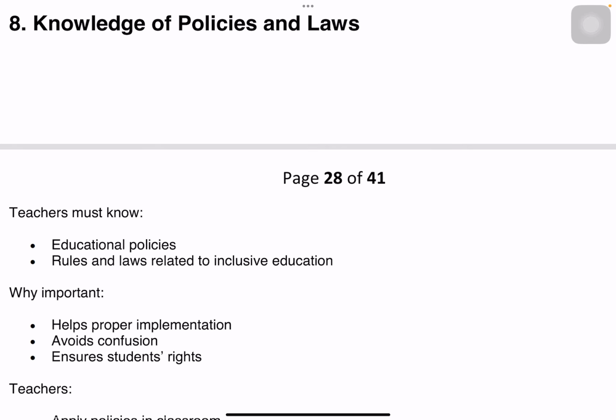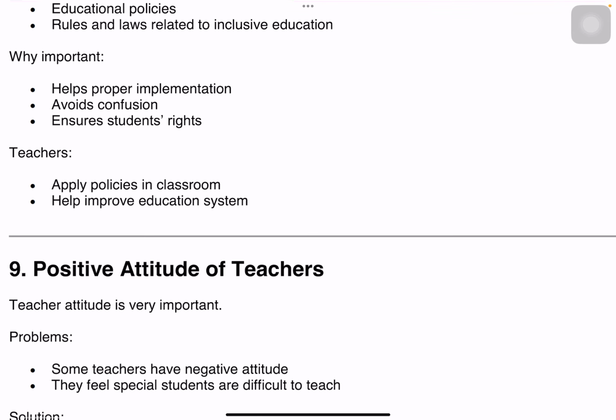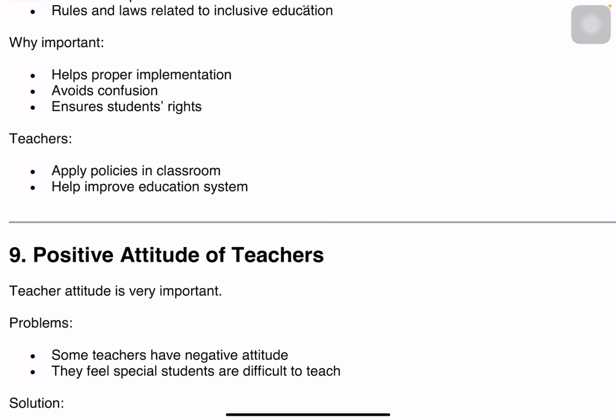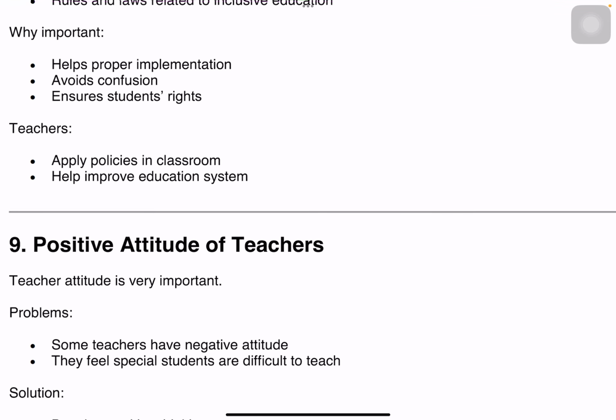Knowledge of policies and laws. Teachers must know educational policies, rules, and laws related to inclusive education. Why is this important? It helps proper implementation, avoids confusion, and ensures student rights. Teachers apply policies in the classroom and help improve the education system.